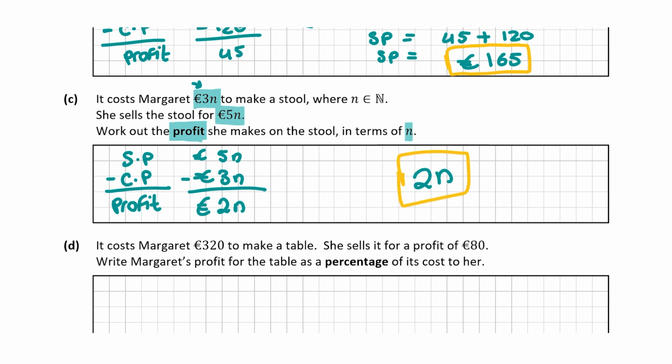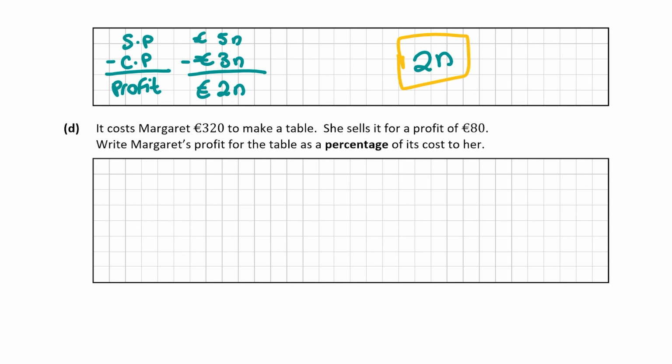Now let's go on to the fourth and final part of this question, question D. We're told that it costs Margaret €320 to make a table. She sells it for a profit of 180. We're asked to write Margaret's profit for the table as a percentage of its cost to her. So we're asked to write profit as a percentage of cost. We need to know the profit, and we do. So that's €80. We need to know the cost, and we know that too. That's €320.